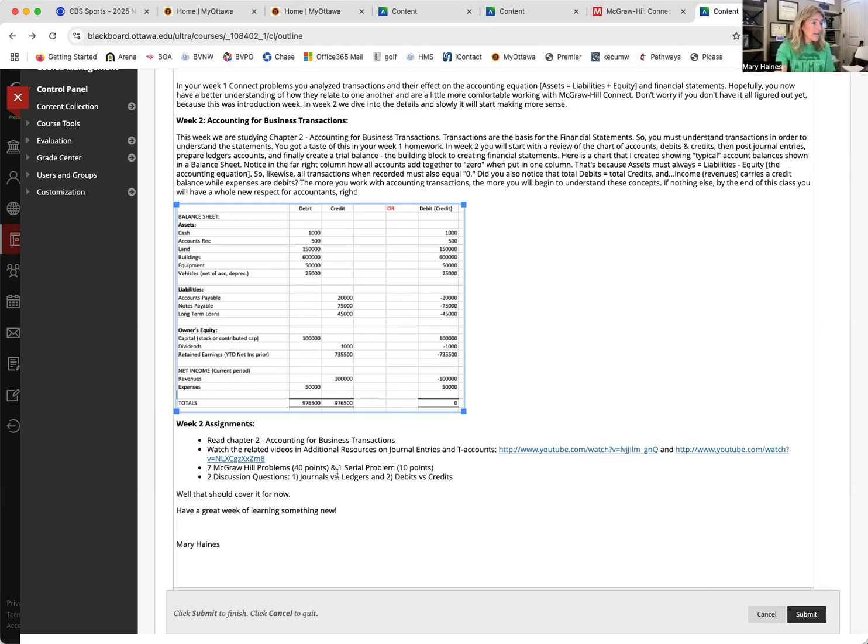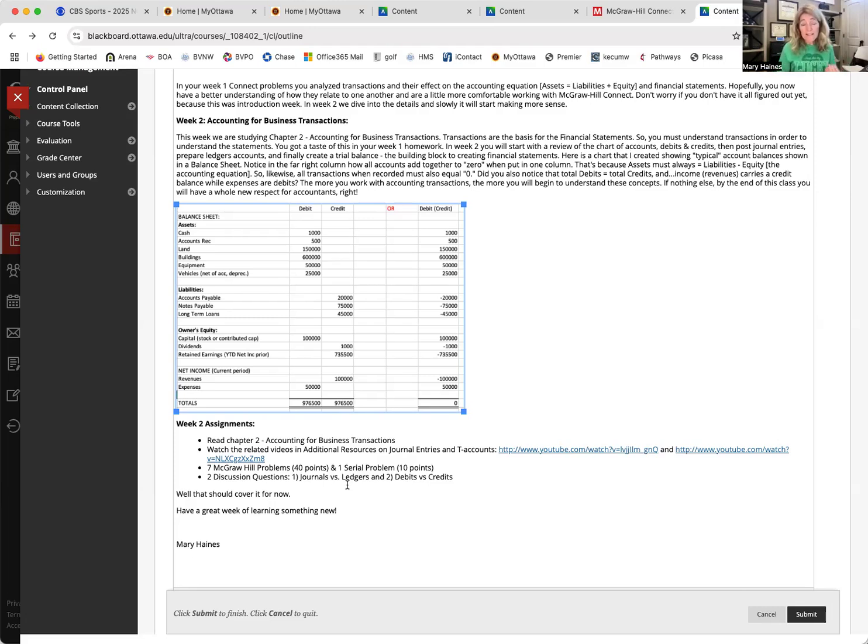There's also 2 discussion questions that I mentioned, I think earlier. We're going to be talking about debits and credits, and we're going to be talking about journals versus ledgers. And in the journals versus ledgers, I actually am challenging you to go out and find a picture, a photograph, or a screen, just do a screenshot, either from the book or from an article, or Google, search the web, of a journal and a ledger. I want to know that you know what they actually look like.